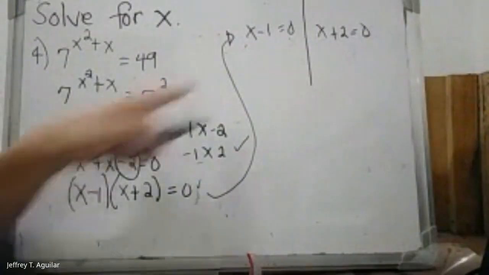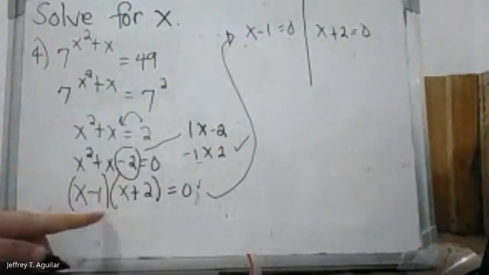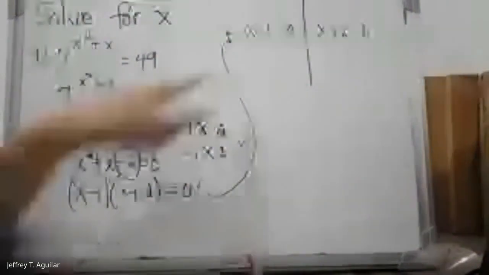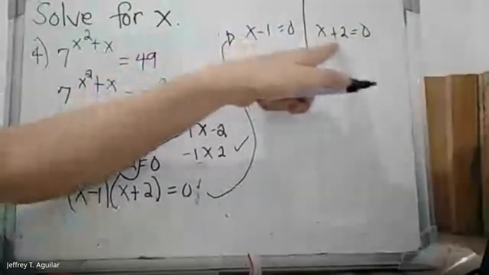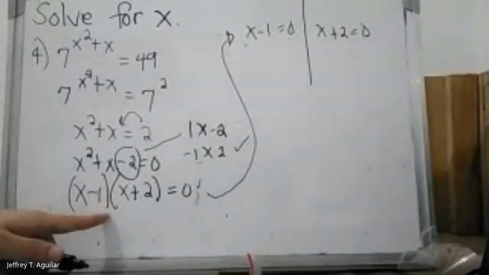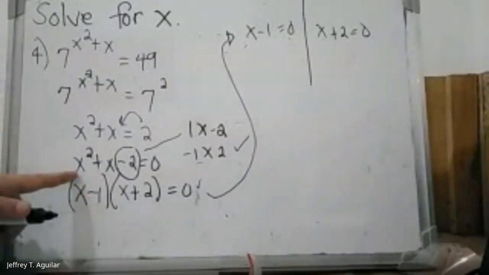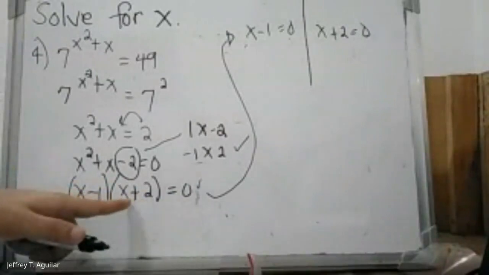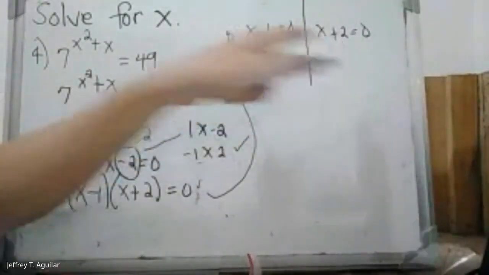Because in solving for x minus 1 equals 0, you can actually divide both sides by x plus 2 to find this. And to find this one, you can actually divide both sides by x minus 1. So cancel x minus 1, 0 over x minus 1, that would be 0. So what's left? x plus 2 equals 0.